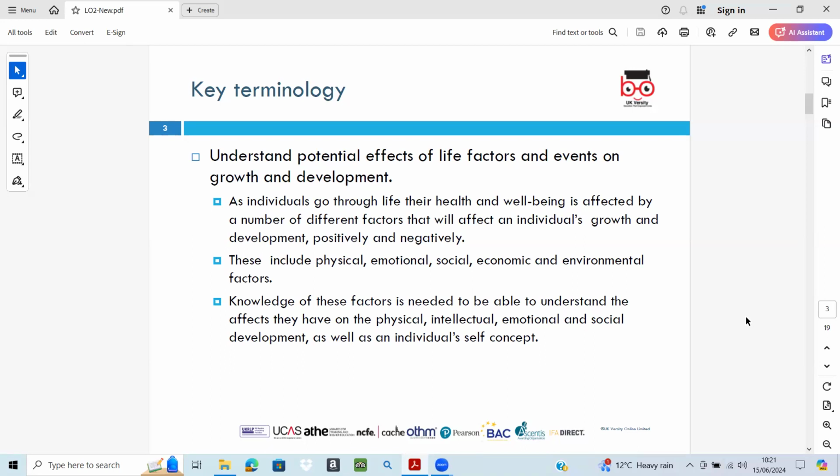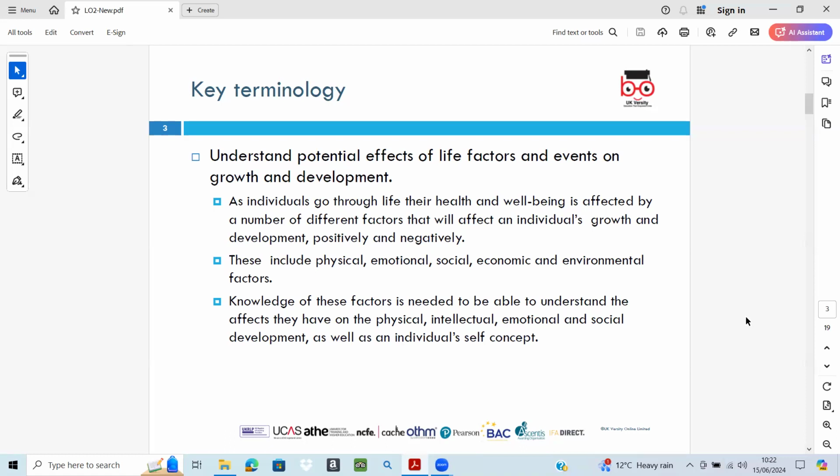So if we talk about the physical factors, physical factors pertain to the biological and psychological aspects of development. An example is nutrition. Overall nutrition is crucial for physical health and growth, and malnutrition can lead to some health problems, and overall there would be issues in a person's life.